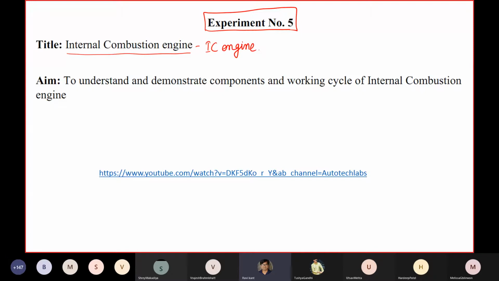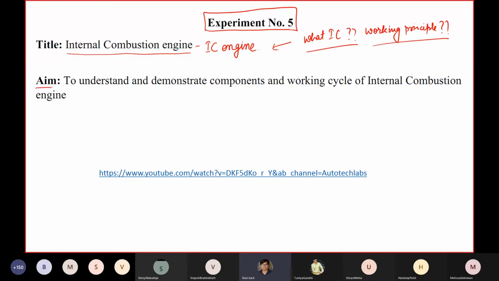But my agenda of this lab session is to let you understand what these IC engines are and what the working principle is. How does it work, and what is the significance? Essentially, two agendas you can think of.